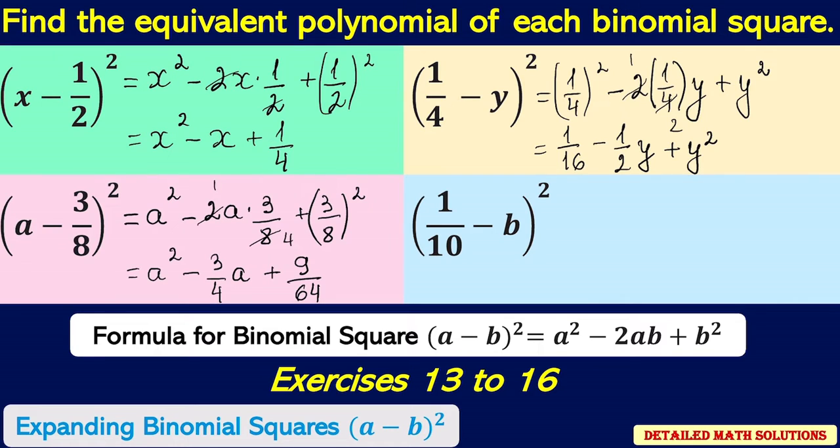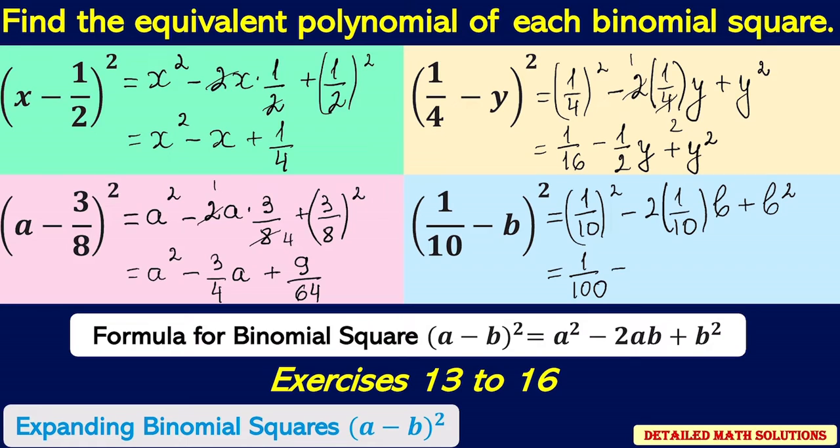(1/10 minus b) squared. This equals (1/10) squared minus 2 times 1/10 multiplied by b plus b squared. And when I calculate the exponent, I get 1/100 minus, I reduce this fraction and I get 1/5 b plus b squared.